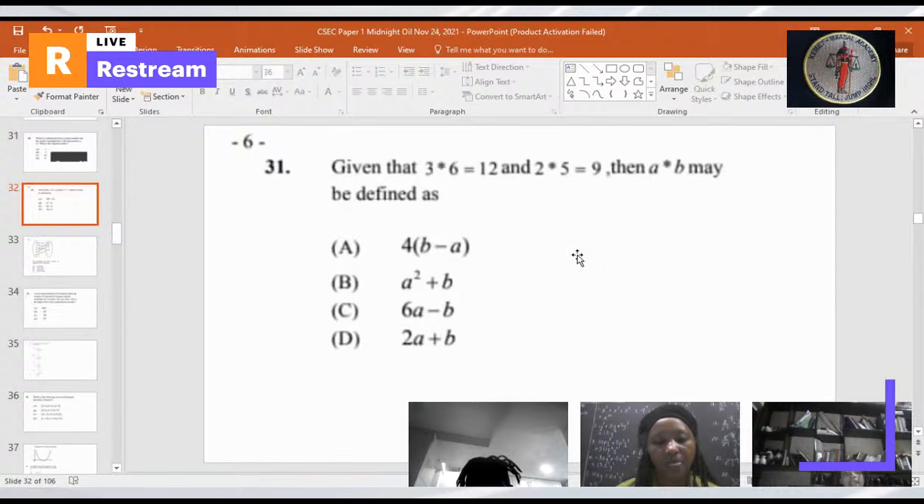Given that 3 asterisk 6 equals 12 and 2 asterisk 5 equals 9, then A asterisk B may be defined as... Okay, so what did you do to the 3 and 6 to get 12? And you did the same thing to the 2 and 5 to get 9. Which of those formulas did you work with?